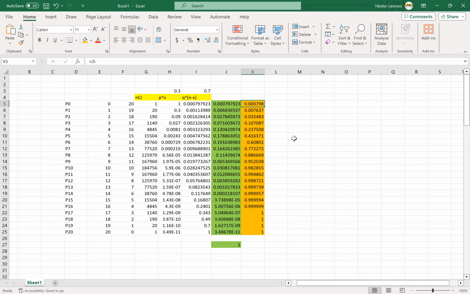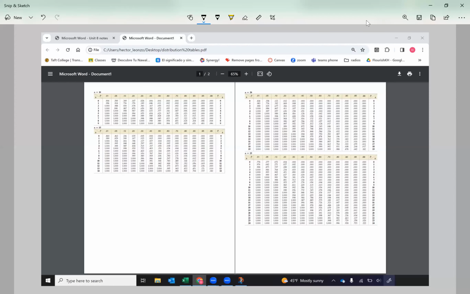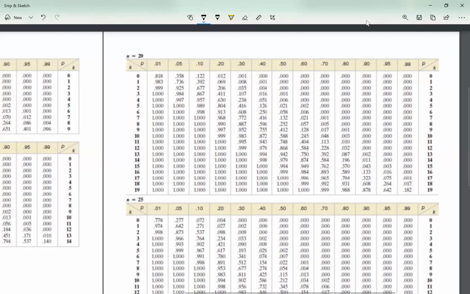Now, I gave you guys a sheet with probability tables. Let me show you the sheet that I'm talking about. This one. This is for cumulative. I'm going to show you one thing here.